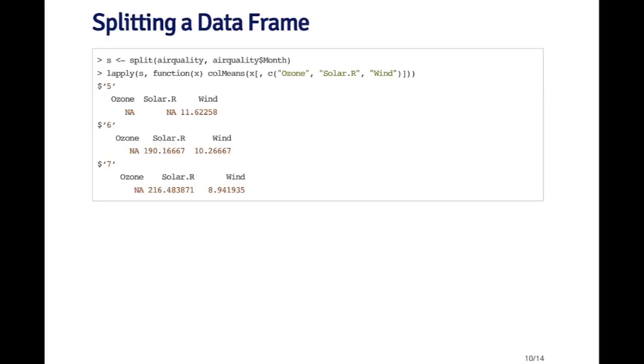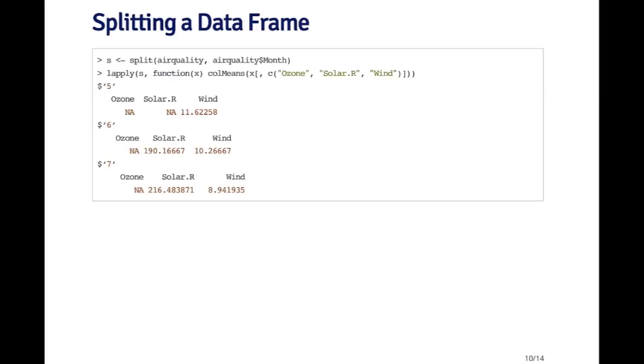You can't see them all, but you can see most of them. And you can see lapply is returning a list back, where each element of the list is a vector of length 3, which is the mean for ozone, the mean for solar radiation, and the mean for wind within that month. And you can see that for most of the months, the ozone value is NA, and that's because when I take the mean of that column, there are missing values in that column, and I can't take the mean if there are missing values.